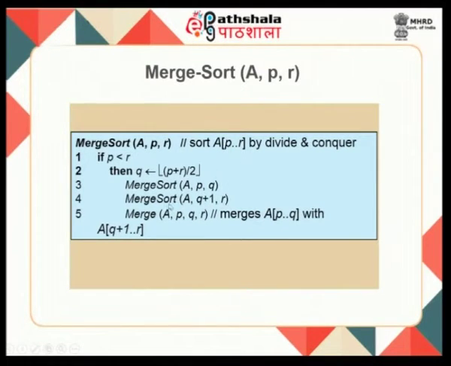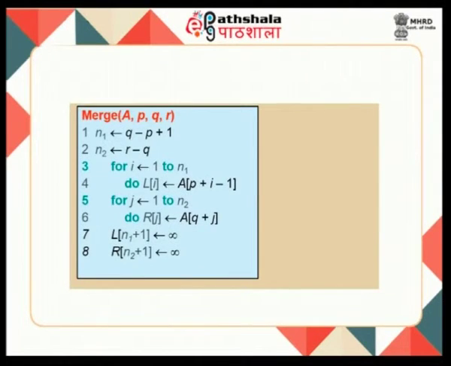Now I have to apply this in a recursive manner. So I am just calling the merge sort from P to Q and from Q plus 1 to R. And once I recursively call this, this leads to the sorted array of the sub arrays. Then finally I am trying to merge everything to get the global list. So this is how the merge really works.